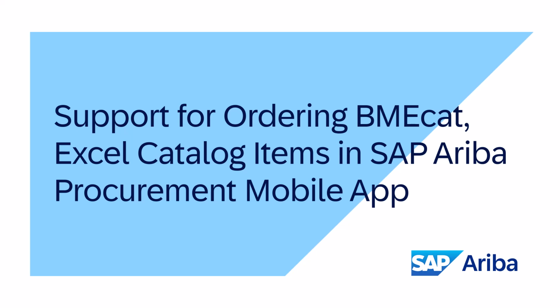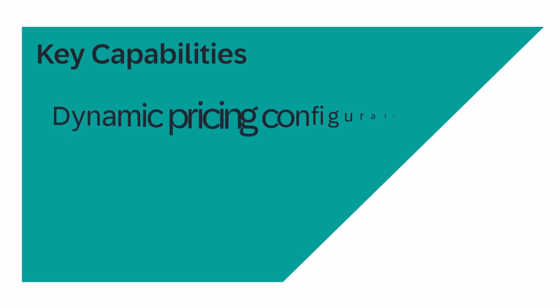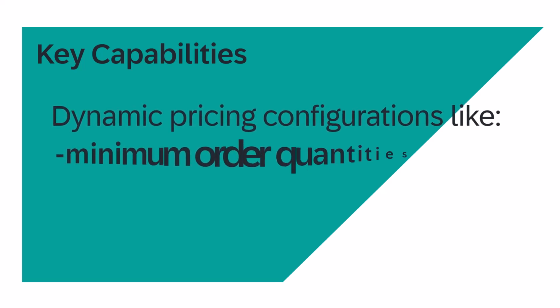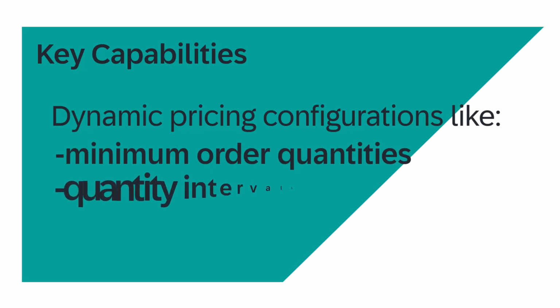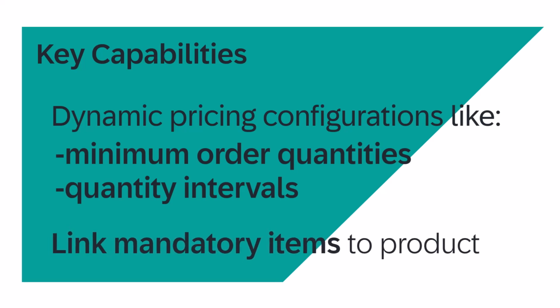Administrators can now enable BMEcat and Excel catalog items to be accessed within the SAP Ariba Procurement mobile app. These catalog formats are typically used for dynamic pricing configurations, like minimum order quantities and quantity intervals. This new feature also provides an essential element of linking mandatory items to a main product.